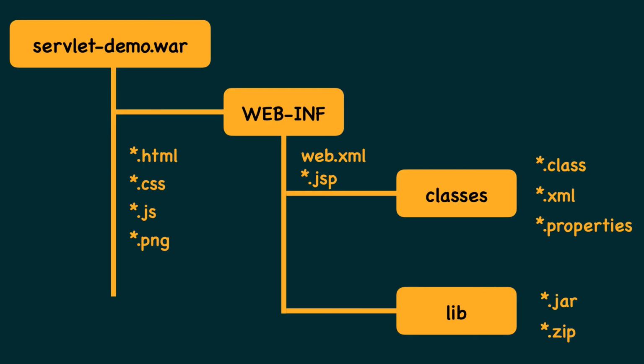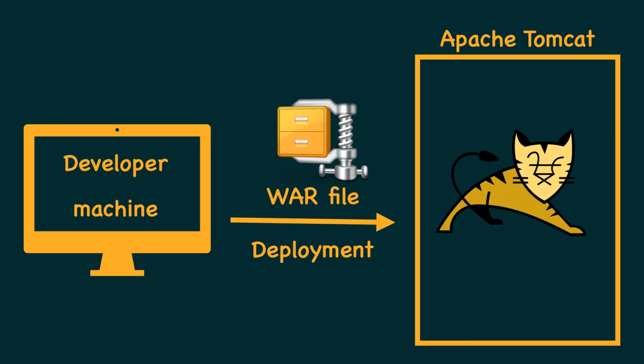So this is the structure of a WAR or web archive file. Even though most of the time we don't come across this particular file, once your project is ready, this is the way you deploy an application to a server. In the next lecture, let's see how to set up Apache Tomcat on our Eclipse.